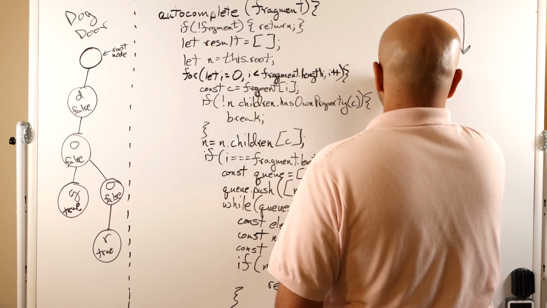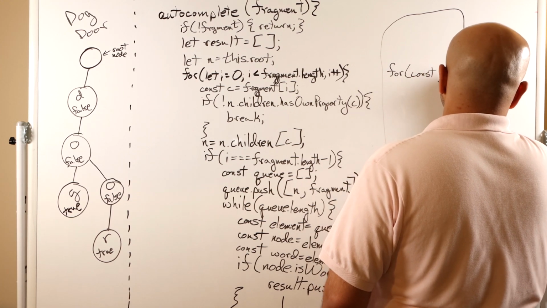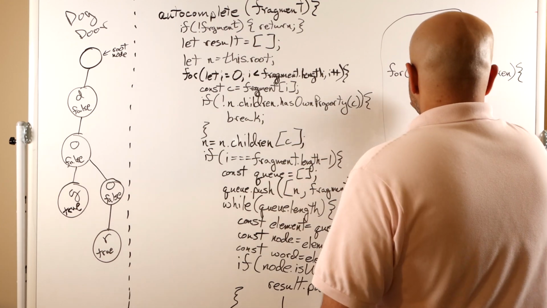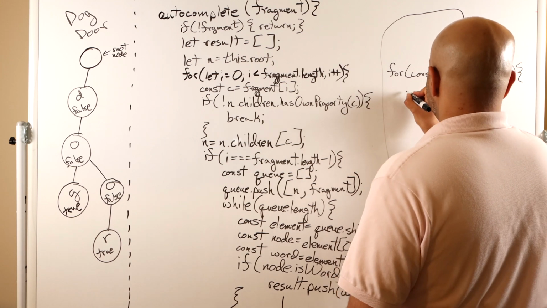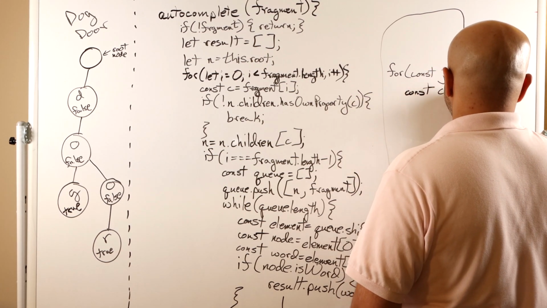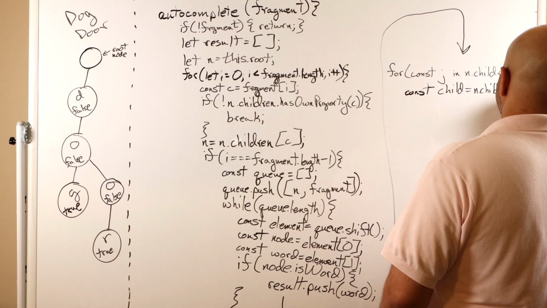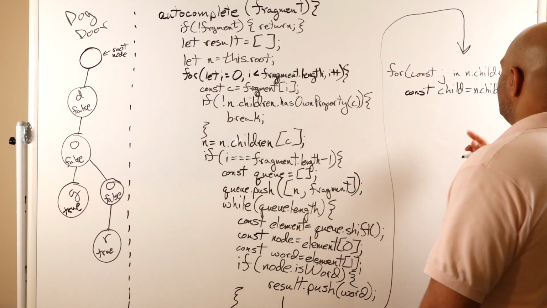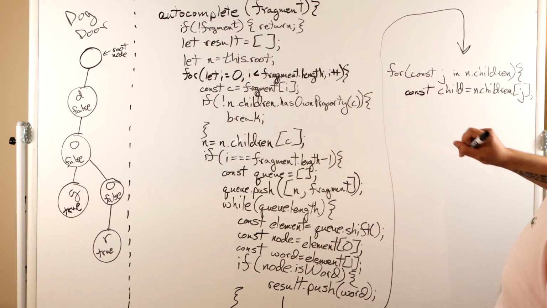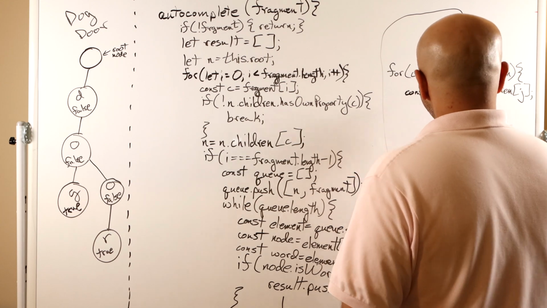So we'll say for const j in n.children. First, let's go ahead and get the child that this corresponds to. So we'll say const child equals n.children of j. So this way we're getting every single child node in n.children using the key, which is represented by j right here. So once we have this child node, we want to figure out what word it corresponds to.